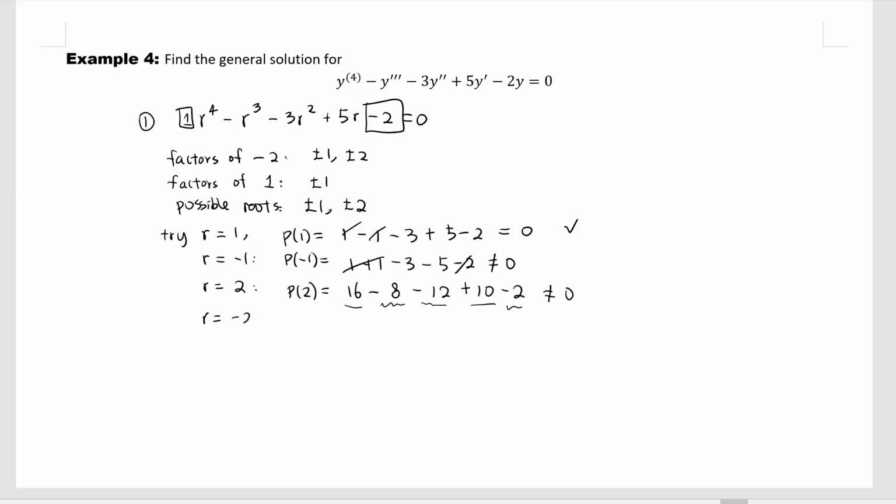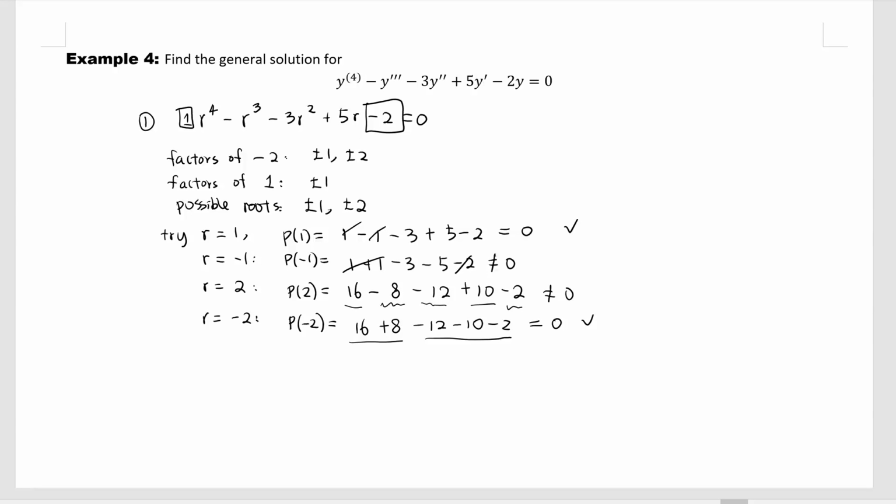So r equals negative 2. We actually need to go through all the numbers in the list. So p of negative 2 is negative 2 to the 4th, 16. Negative 2 cubed is negative 8, but there's a negative in front of it, so 8. Negative 2 squared is 4. 4 times minus 3 is minus 12. Negative 2, so minus 10. Negative 2. This gave us 24. This gave us negative 24. Yay! They're equal. Luckily, we get 2 roots.